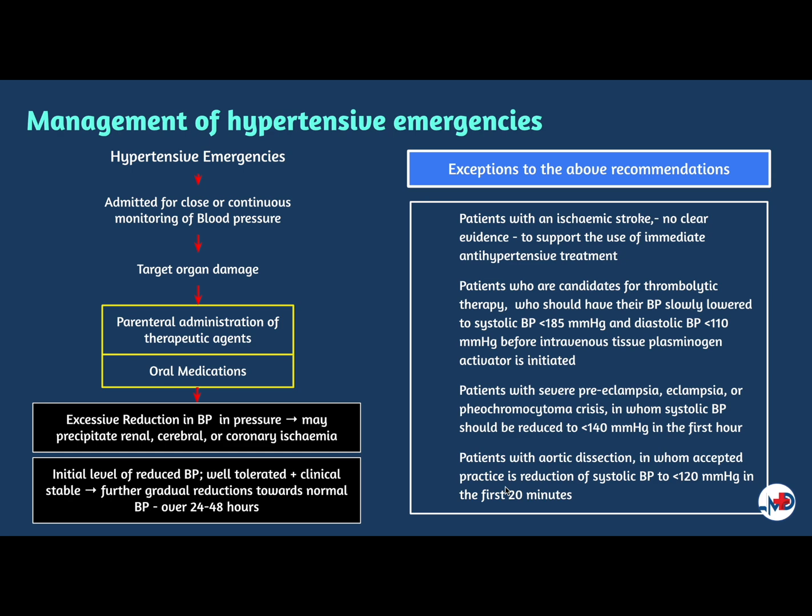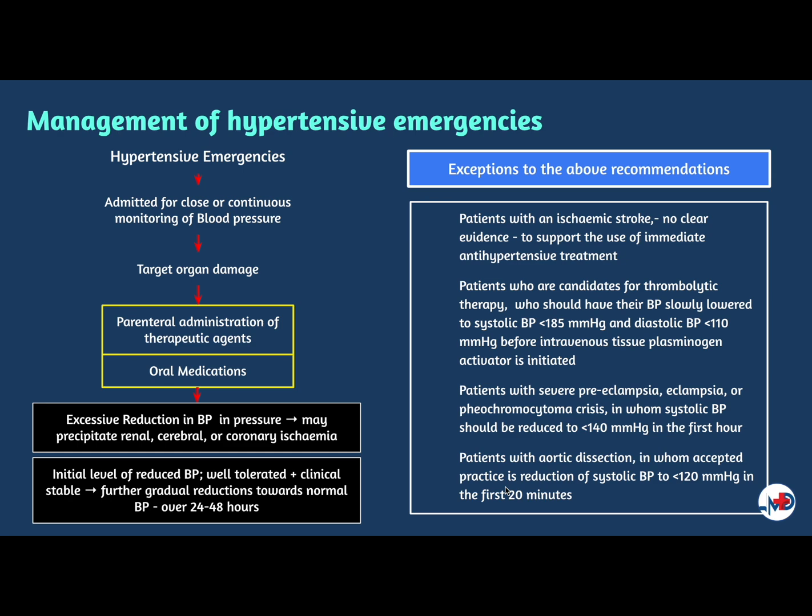There are some exceptions to the above recommendations which I've mentioned, and these include patients with an ischemic stroke where there is no clear evidence from clinical trials to support the use of immediate antihypertensive therapy, patients who are candidates for thrombolytic therapy, typically those with ischemic stroke who should have their BP slowly lowered to systolic less than 185 and diastolic less than 110 before intravenous tissue plasminogen activator is initiated.